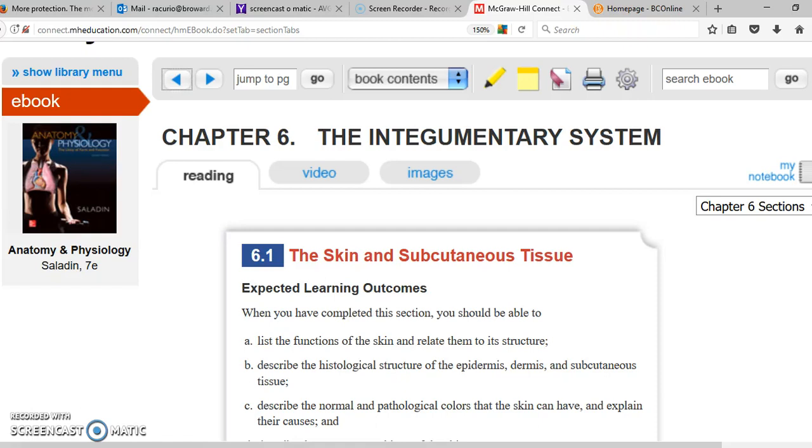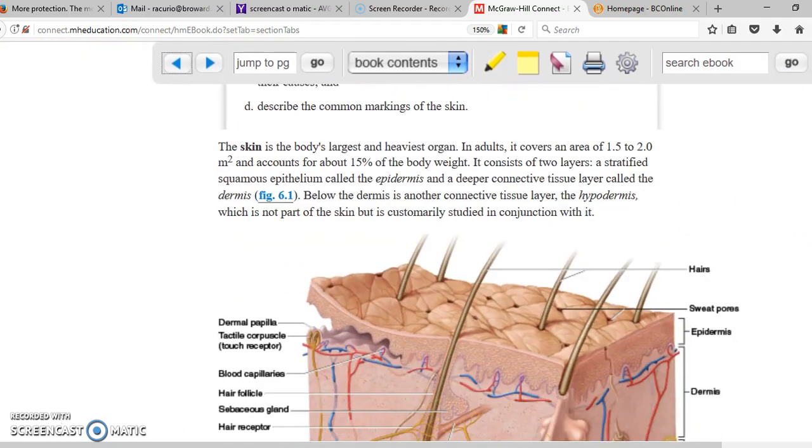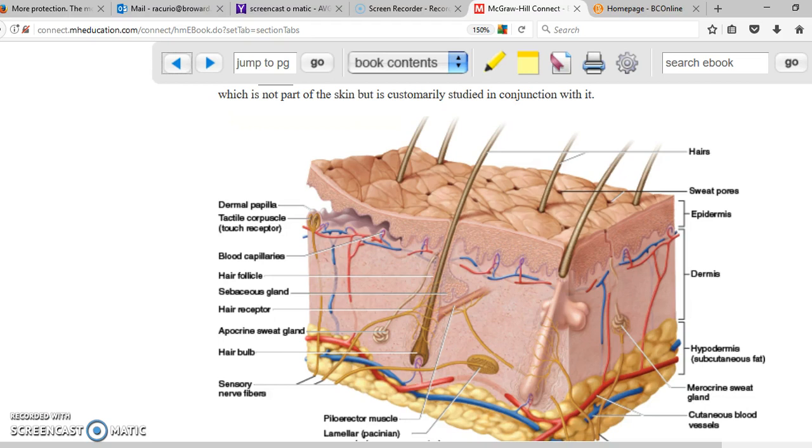Okay, chapter 6 is the integumentary system, and like any other system, systems are composed of organs. In this case, the organ is the skin, and all the organs are composed of tissues. So one tissue that you're going to find in there is, for example, subcutaneous tissue. Okay, so we're going to take a look at those things. So if we scroll down, we're going to see the figure that we have here for the skin.